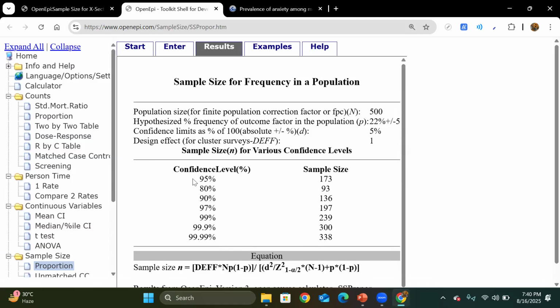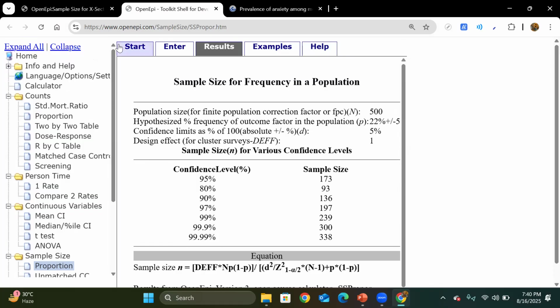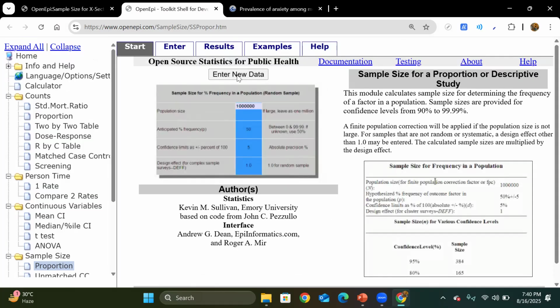It's showing me that with this population and this frequency, at a 95% confidence level, your sample size should be 173. You should be collecting data from 173 students to represent this population. And this is the formula that the software used to calculate it. So this was for the medical students.